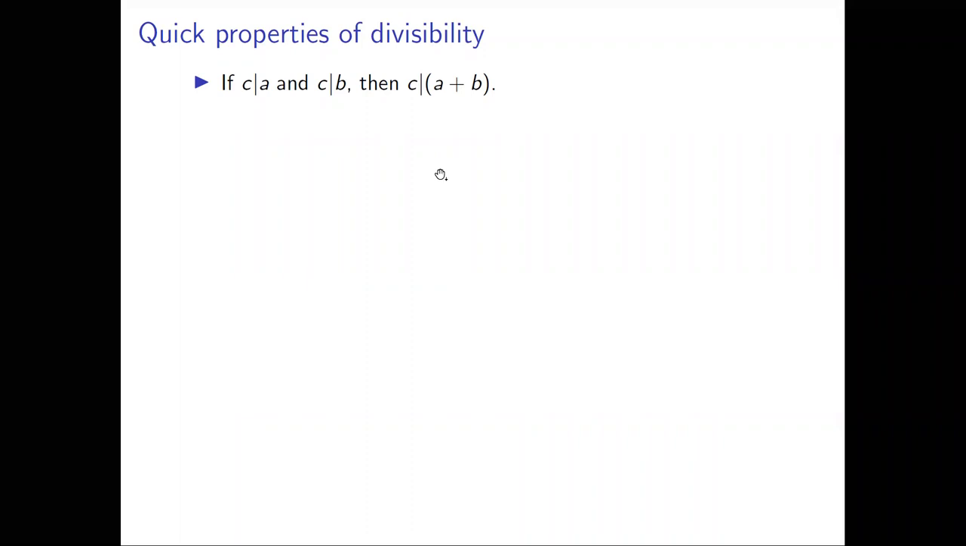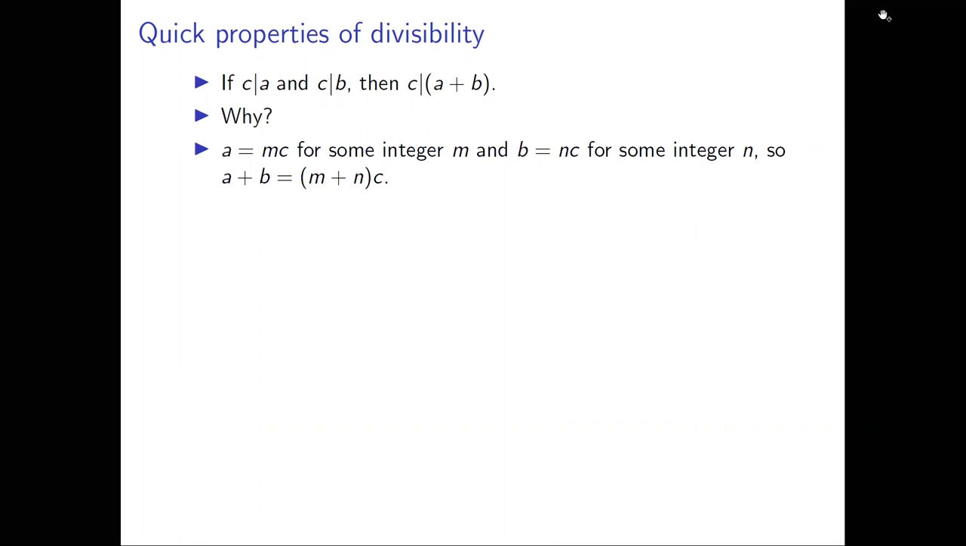So we can see some easy properties of the divisibility that we defined on the last slide. If C divides A and C divides B, then we can see pretty easily that C divides A plus B. How to see this? Well, if C divides A, then we can say that A equals M times C for some integer M. And if C divides B, similarly, we can say that B equals N times C for some possibly different integer N. And that means that A plus B equals MC plus NC, which equals, by the distributive property, the quantity M plus N times C. And if A plus B equals this integer M plus N times C, by definition, that means that C divides A plus B. So that's how we get the top bullet.